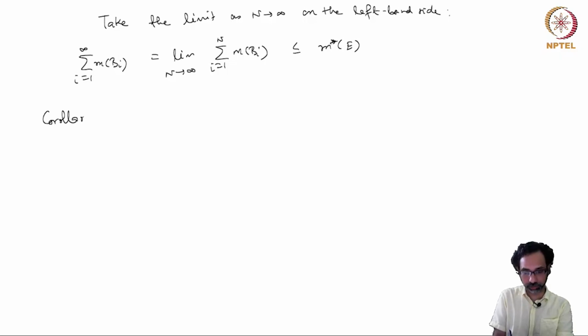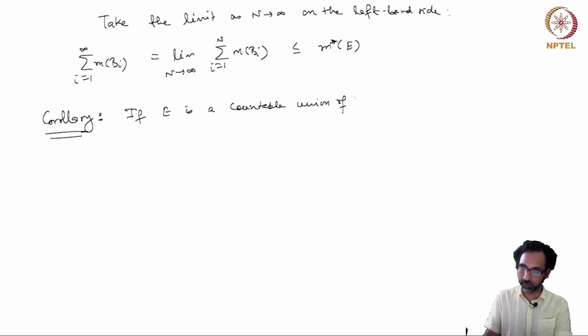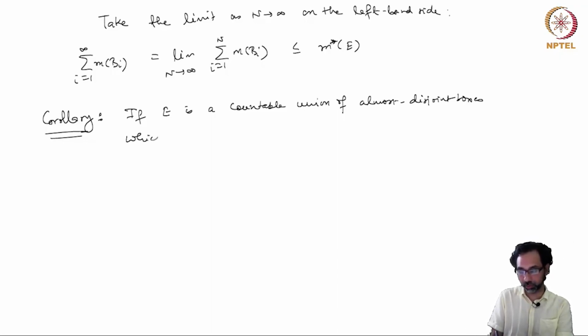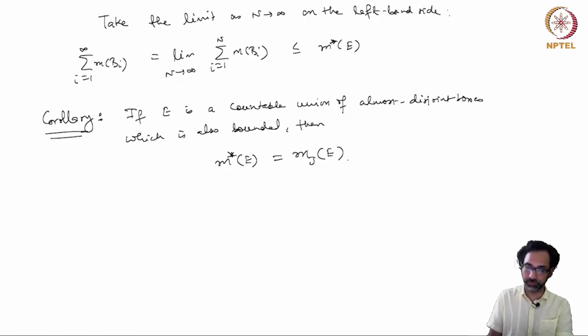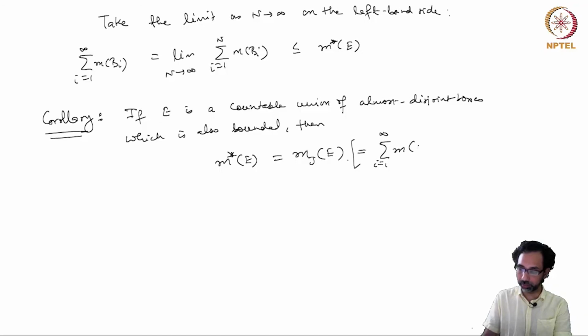So as a corollary of this result, it can be shown that if E is a countable union of almost disjoint boxes which is also bounded, then the Lebesgue outer measure is equal to the inner Jordan measure of E, because both of them are equal to this sum, i equal to 1 to infinity of m of Bi, where E is this union of Bi's.